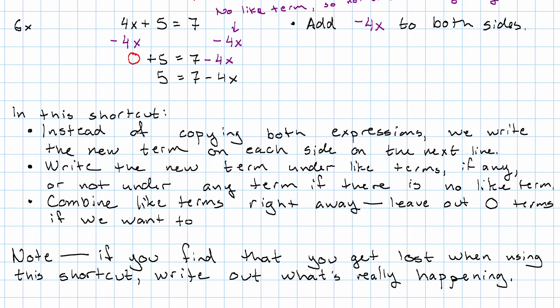If you find that you get lost when you use this shortcut, write out what's really happening. If you're working with a more complicated equation and this shortcut is not helping you, write out what's really happening. This shortcut makes our lives quite a bit simpler when we're solving more involved equations. This shortcut is going to simplify the writing a great deal as we're solving linear equations. However, you don't have to learn it. It's more important that you understand what's really happening when you add the same thing to both sides of an equation.